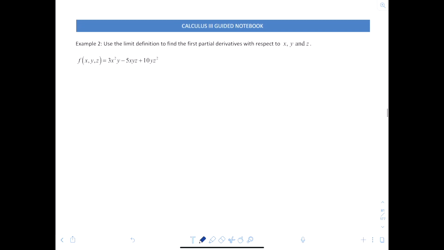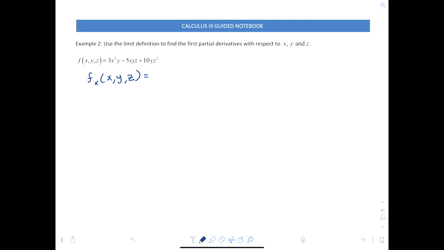So here we go. Example 2, use the limit definition to find the first partial derivatives with respect to x, y, and z. Oh boy, here we go. We'll have 3 problems relating to this, so get your limit tools out. So fx of x, y, and z will be, we're evaluating this function at x plus delta x, comma y, comma z.